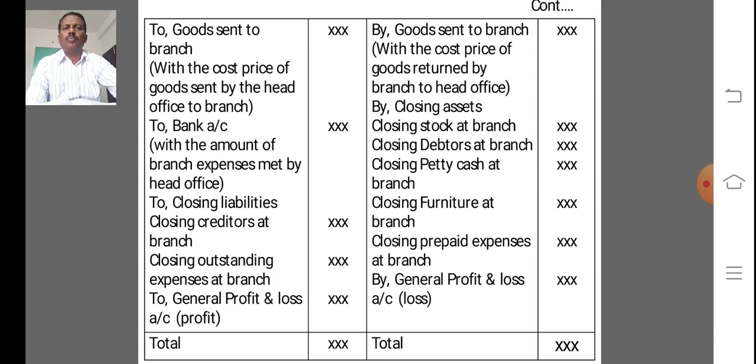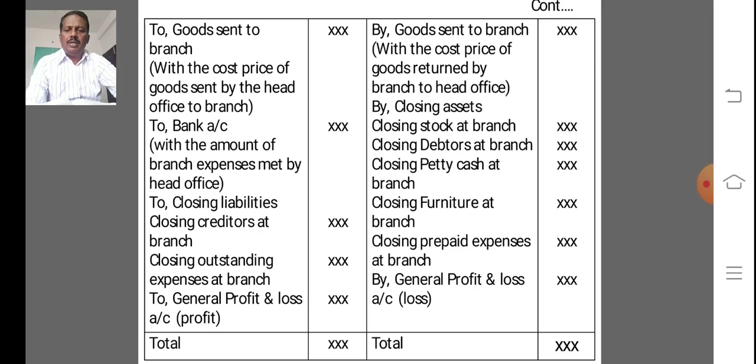Next, coming to the debit side, second point, to goods sent to branch account, with the cost price of goods sent by head office to branch. At cost price, the goods sent to the branch are entered under this heading.